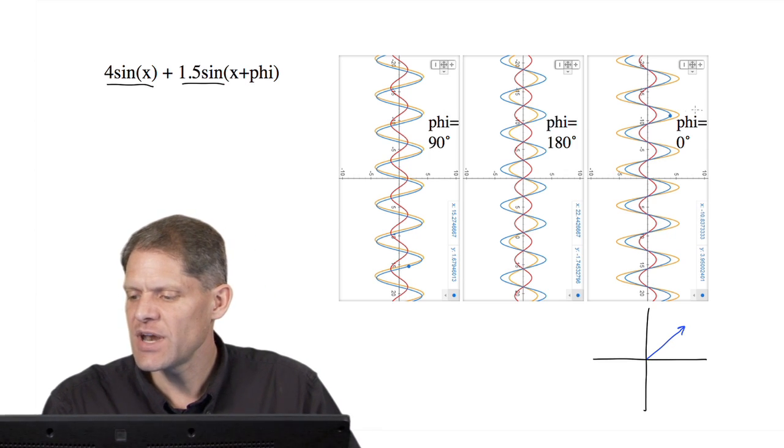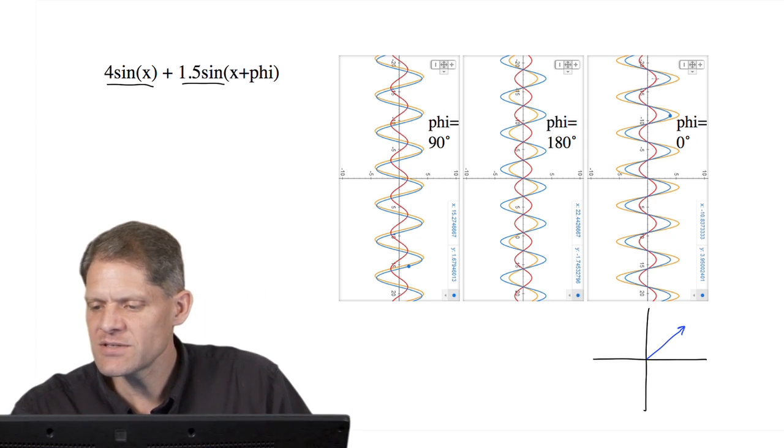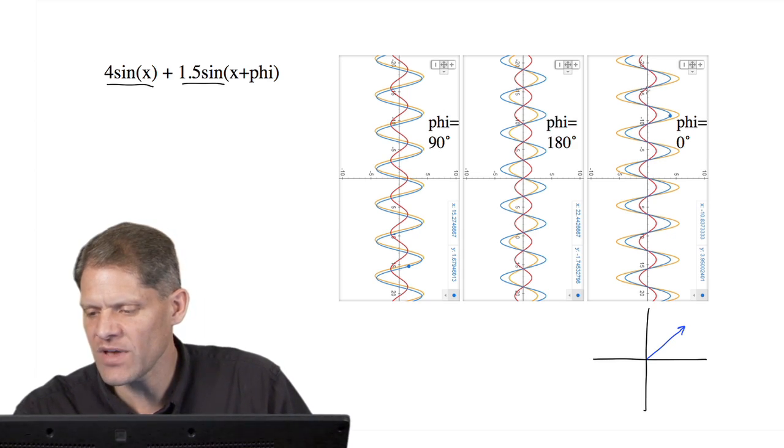And in this first scenario, the phase shift is 0 degrees. And so phi is 0. And because the phase shift is 0, both the red curve and the blue curve oscillate together. And so they're here in phase.